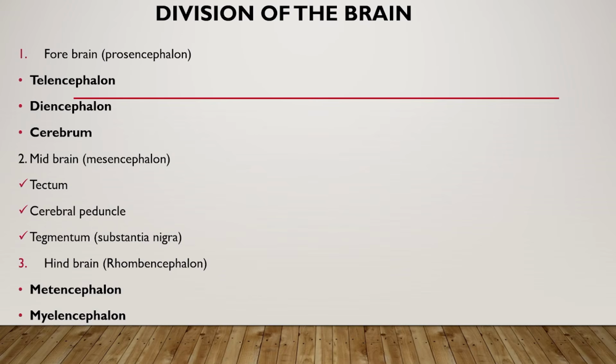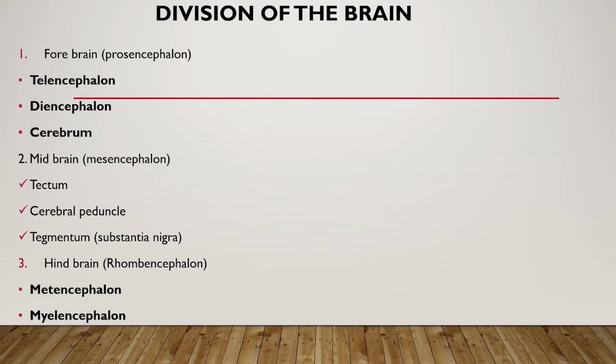The cerebrum is the major division of the brain. Two-thirds of the brain, or in other words about 80%, is occupied by the cerebrum. Then the diencephalon. The diencephalon includes the thalamus, the hypothalamus, and the epithalamus, where you have the pineal gland. And then we have the telencephalon.